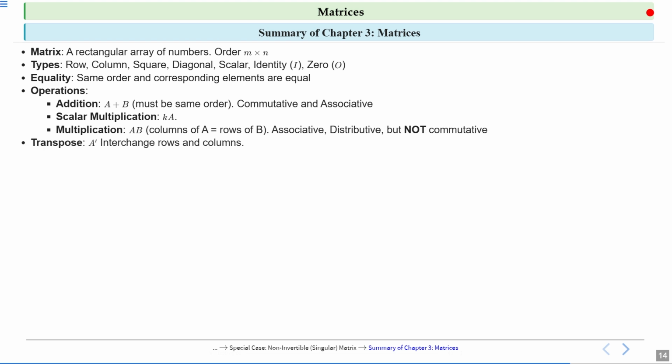We have seen transpose of a matrix. These are the properties of transpose that we have seen, in which the reversal law is important: AB transpose will be equal to B transpose A transpose.